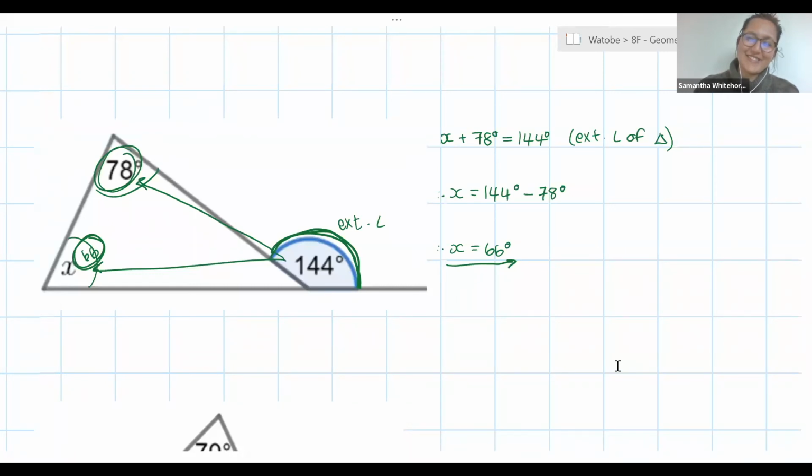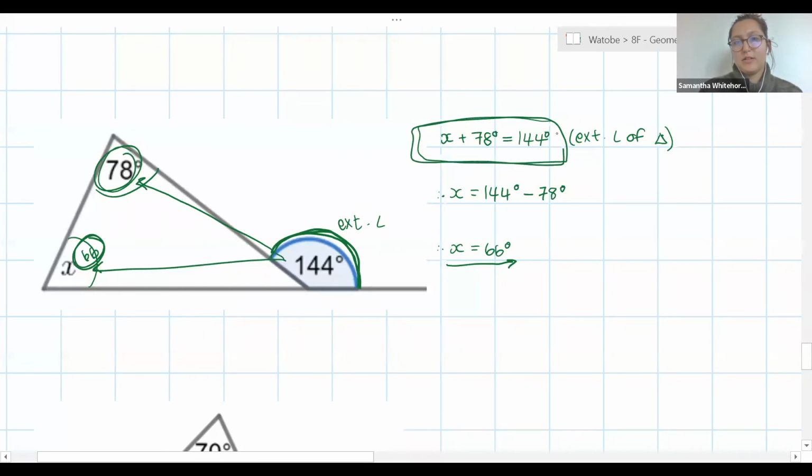Okay, so Tristan, we are on you. Tristan, do you have a question? By me, it's not just 66. By me, it's negative 66. Have you set up your equation the same way as I have over here? Yes, miss. I put x in front. I said x plus 78 is equal to 144. Then I said x equals 144 minus 78. Then I used the calculator, and so x equals negative 66.